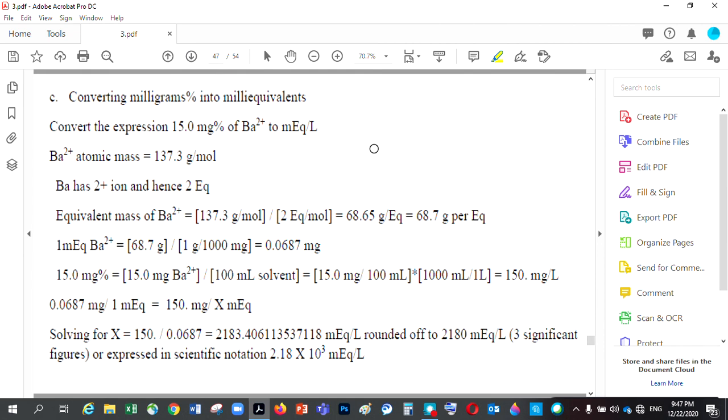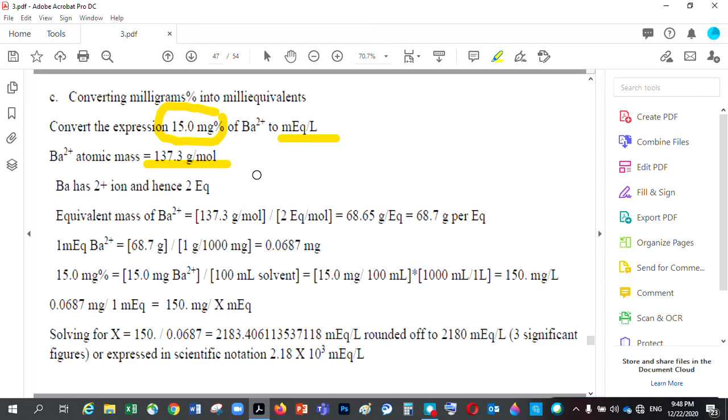Converting milligrams into milliequivalent. Well, let's convert percentage, of course, milligram percentage. So let's convert this one here, of barium 2 plus, into milliequivalent per liter. So the atomic mass of barium is 137.3. This is because we have to go through the mole. We have to go through the mole.